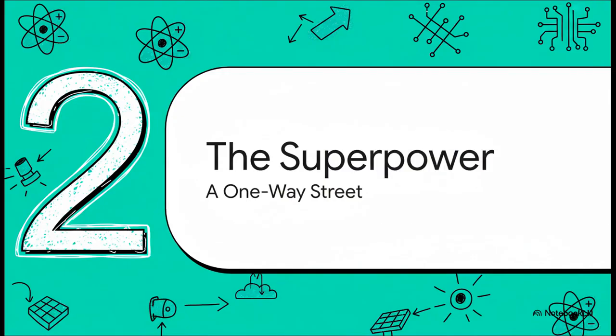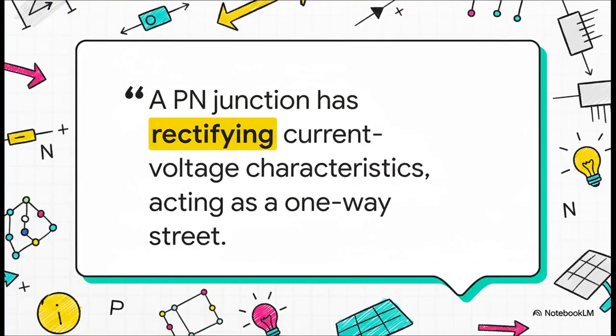So, we've built a tiny dam for electricity. Why on earth would we want to do that? Well, this is where we get to the p-n junction's absolute superpower. It's all about being able to control the flow of electricity with pinpoint precision. Honestly, this is the best way to think about it. The p-n junction is a perfect, microscopic one-way valve.